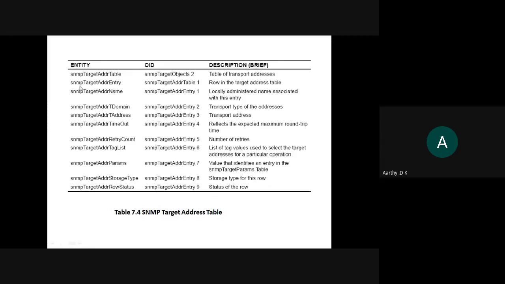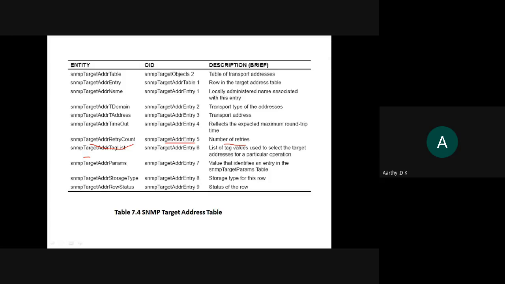This is the target address entry, then the corresponding object identifier, and the meaning: it specifies a row in the target address table. You have these kinds of entries, with their object identifiers and meanings. The SNMP target address entry count gives you the number of entries we have in that table. So this is the object identifier, and it gives the number of entries.